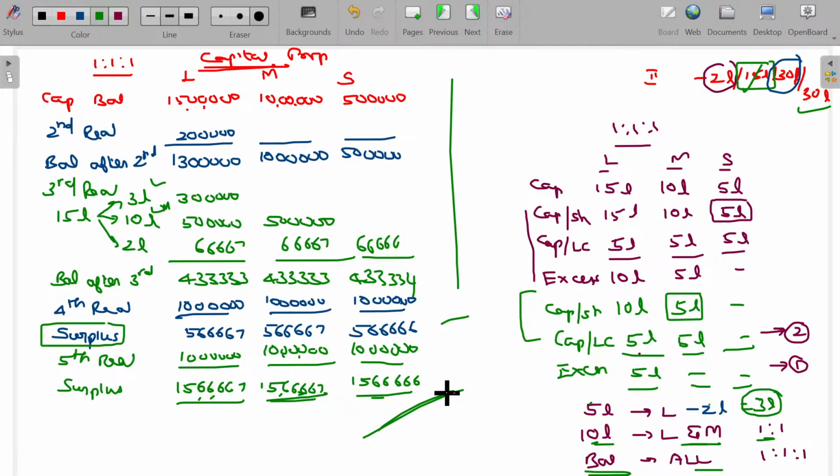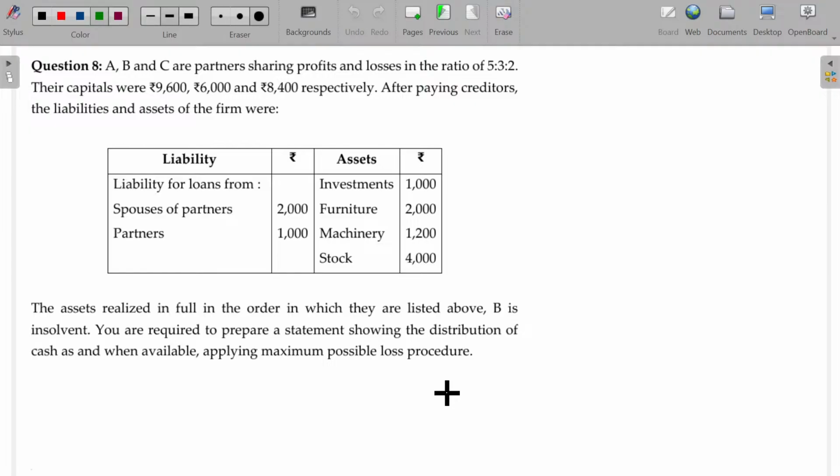Now, we'll go for question number 8. In this question, we are going to use the maximum possible loss procedure. The assets are realized in full in the order in which they are listed. So first realization you get 1000, second realization you get 2000, third realization you get 1200, fourth realization you get 4000 rupees. Each and every asset listed on the asset side is realized in the same order and at the same values. B is insolvent.